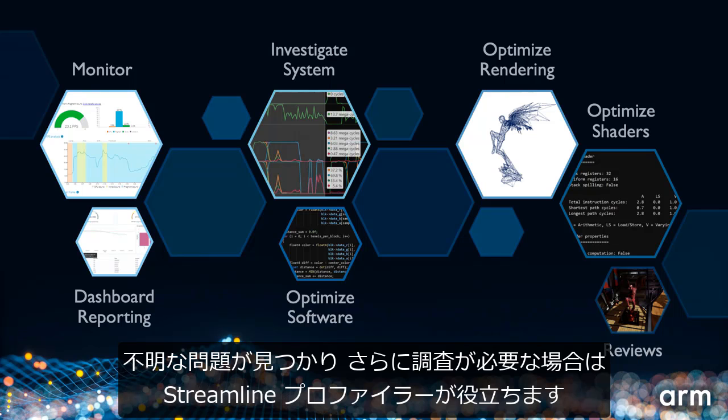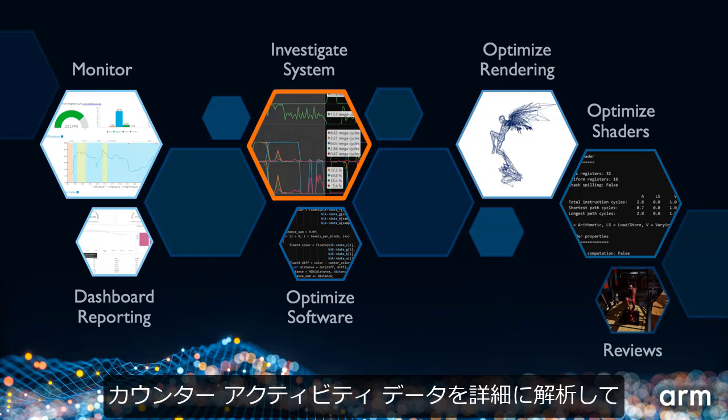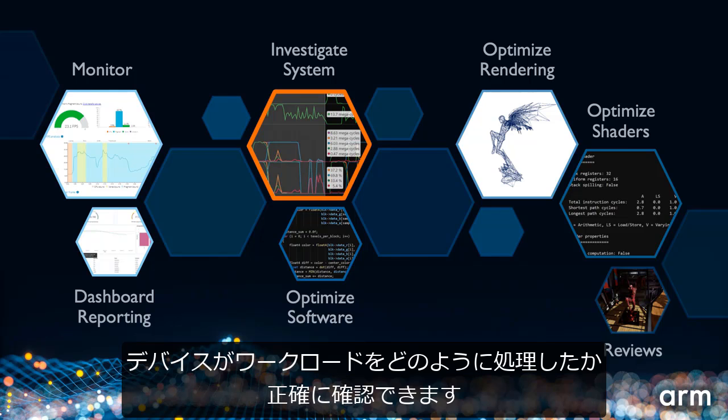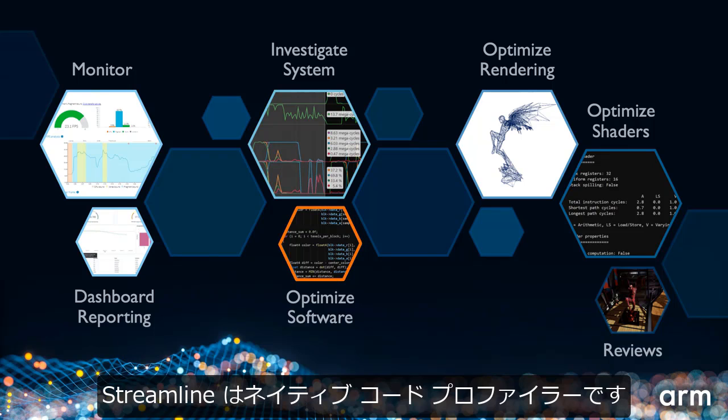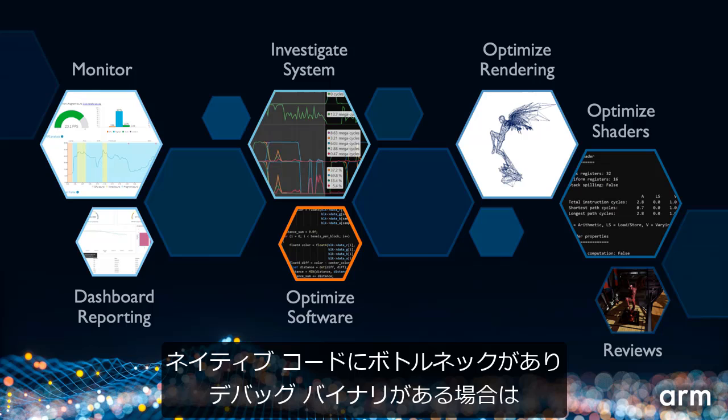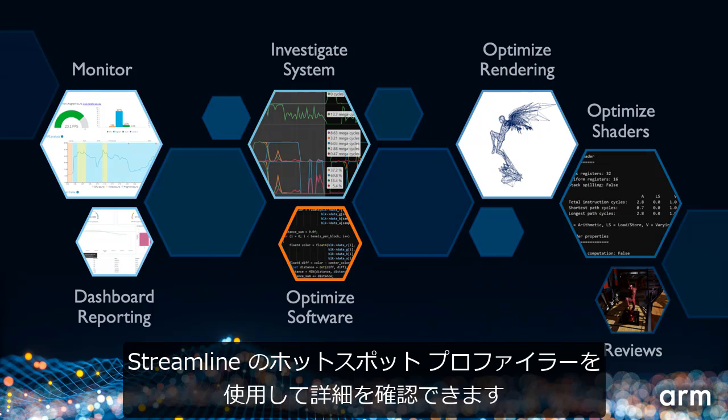If you find problems that aren't obvious to solve and need further investigation, then that's where our Streamline Profiler comes in. Here you can analyse the counter-activity data in much more detail to see exactly how the device handled the workload. Streamline is a fully fledged native code profiler, so if you have bottlenecks in native code and you've got a debug binary, you can use the hotspot profiler in Streamline to dive in.